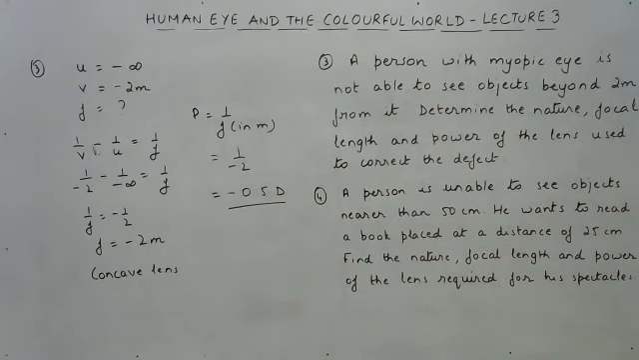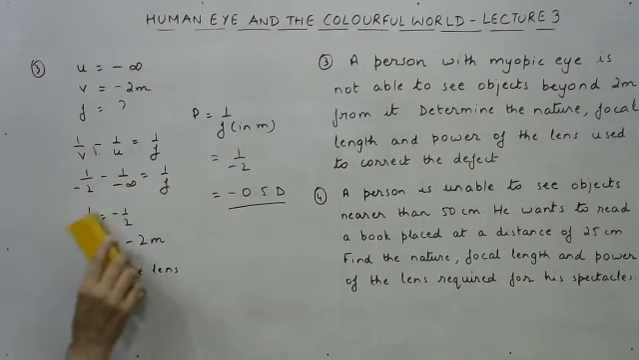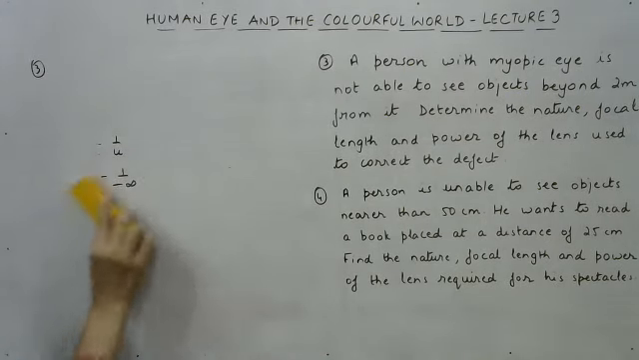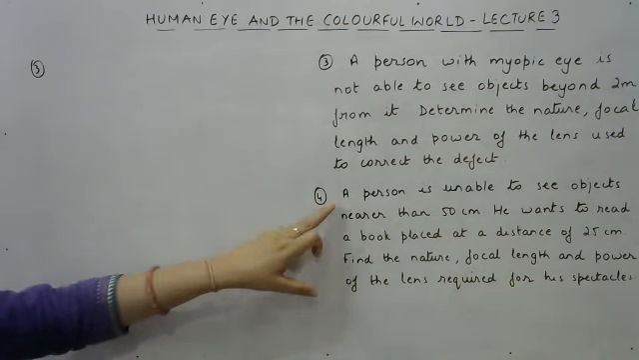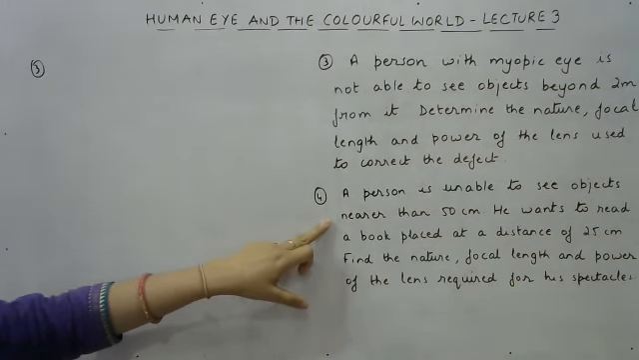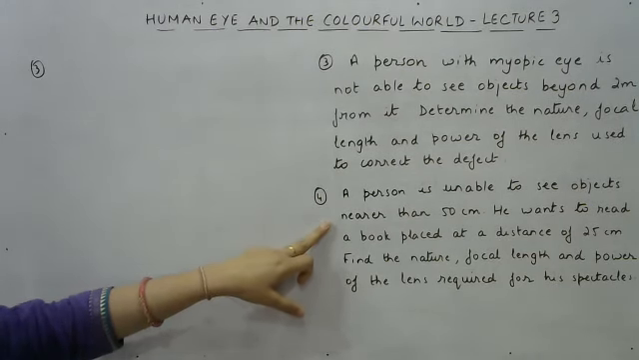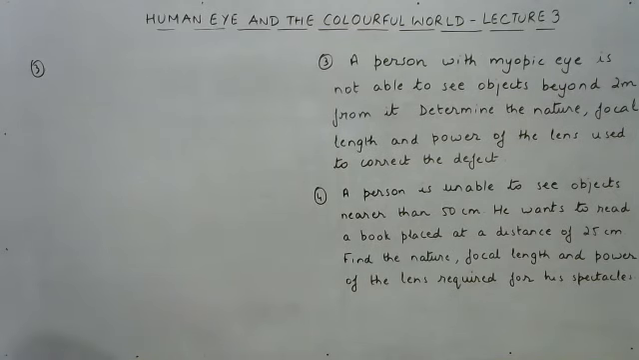Now let us start with question number 4. In question number 4, the defect of vision has not been named. So you are supposed to find out or to identify which defect of vision is being discussed in the question. A person is unable to see objects nearer than 50 centimeters. That means he is not able to see the nearby objects clearly. That means he is suffering from farsightedness. So this defect is hypermetropia.